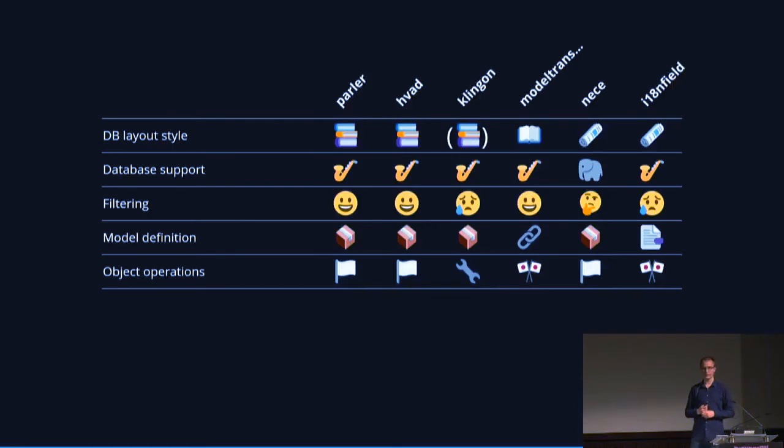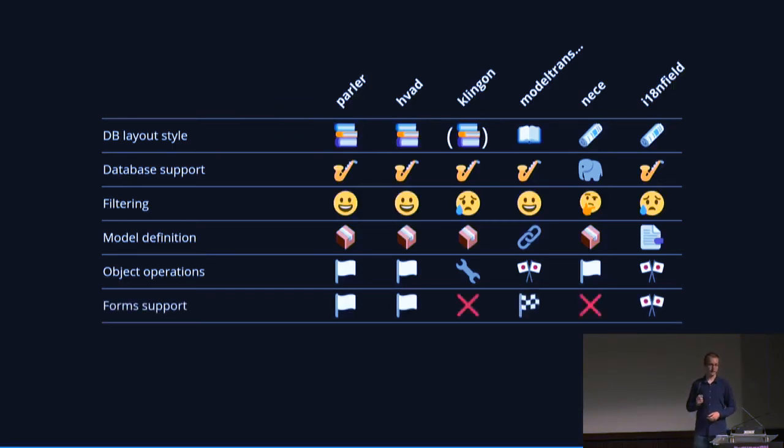We've also seen how to operate with model instances, where in Parler and Vel you operate on one language at a time, and in Nietzsche as well, and in Klingen you are very explicit about everything you do, while in model translation and I18N field it's easy to operate with all of them at the same time.